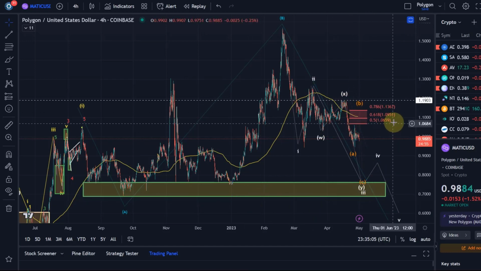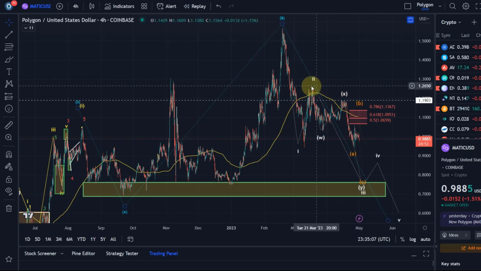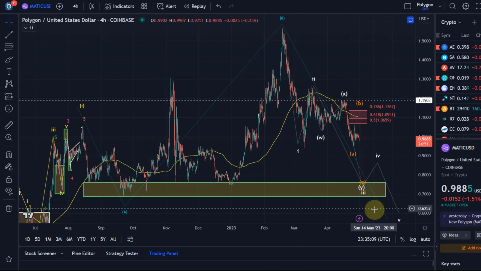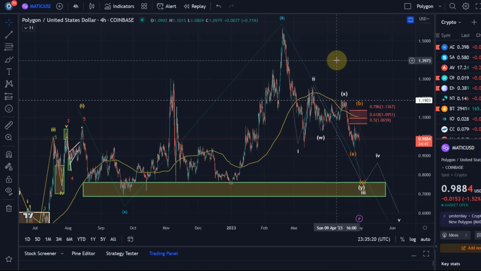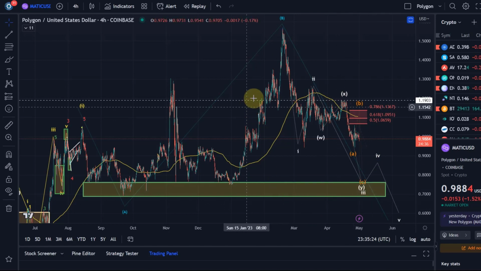And so for me, as long as we hold below 1.19, I go with the current count, which is showing further downside potential. Above 1.14, we already need to consider something more bullish, and above 1.19, I have to change the count, see where we are then in terms of the structure. Until then, for me, it points further to the downside.